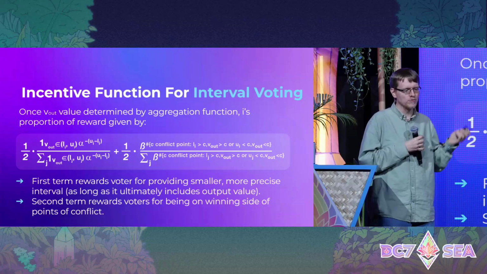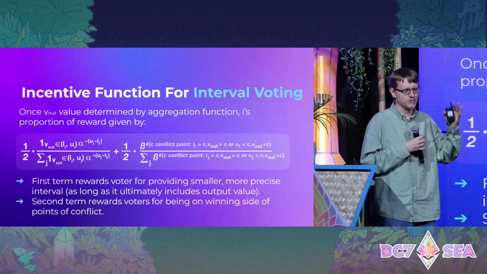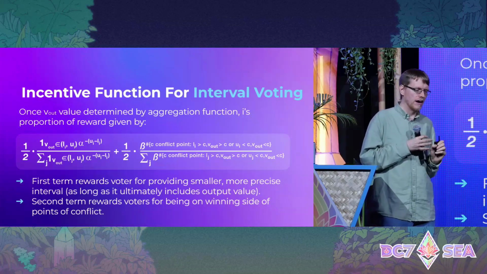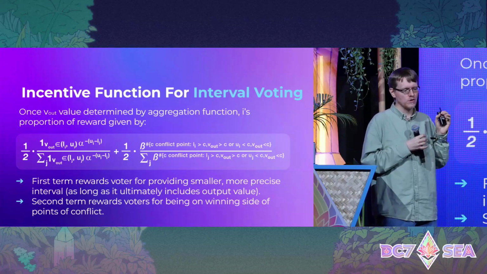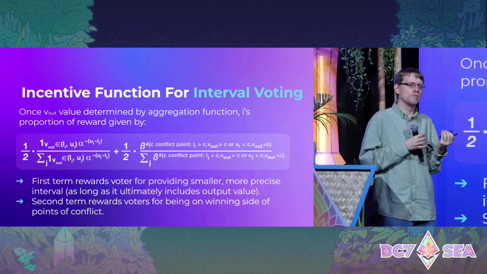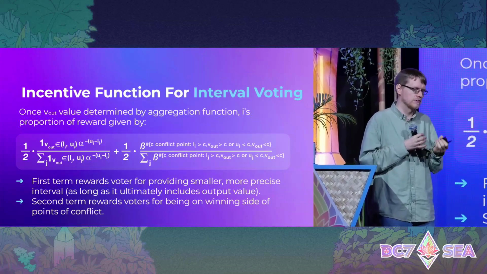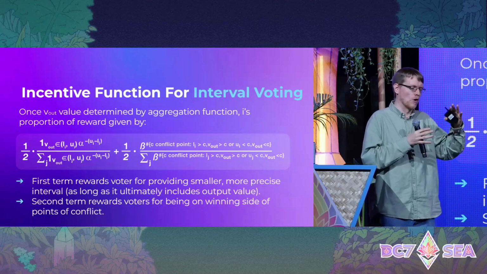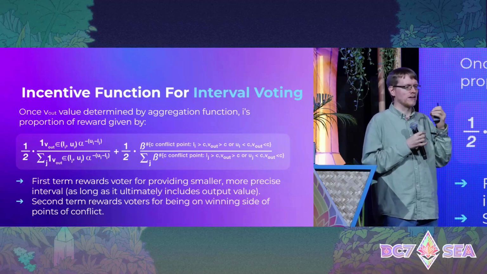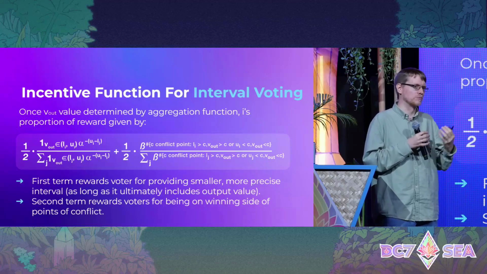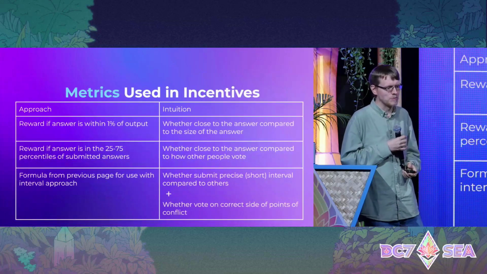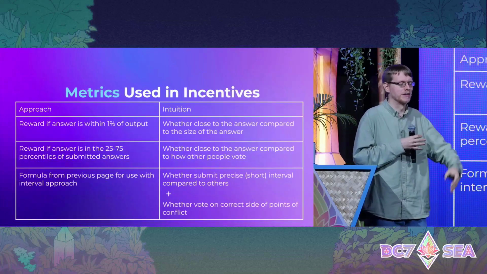For the voting by intervals approach, I have this really complicated formula that I use as an incentive rule, at least tentatively. It tries to balance the fact that you want to encourage people to submit really small intervals, which is the first term, and at the same time you want to really reward people if they vote on the right side of the points of conflict. If there's a point where the system could go a different way and choose a different answer, you want to raise the stakes on people, so that an attacker that winds up losing loses that much more money. So if anybody's interested in that formula, feel free to talk to me. We can dig into it.